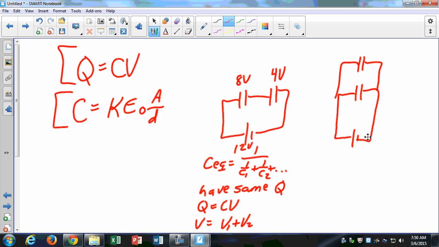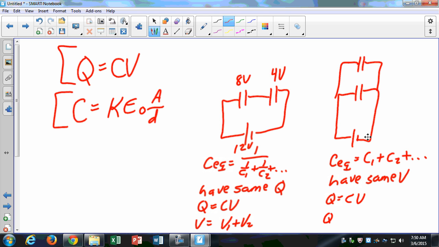For capacitors in parallel, the equivalent is just the sum of the individual capacitors. Capacitors in parallel have the same voltage. Q equals CV, and Q equivalent, the charge on the equivalent capacitor, is equal to Q1 plus Q2. I don't use that very much, but just to make this complete.